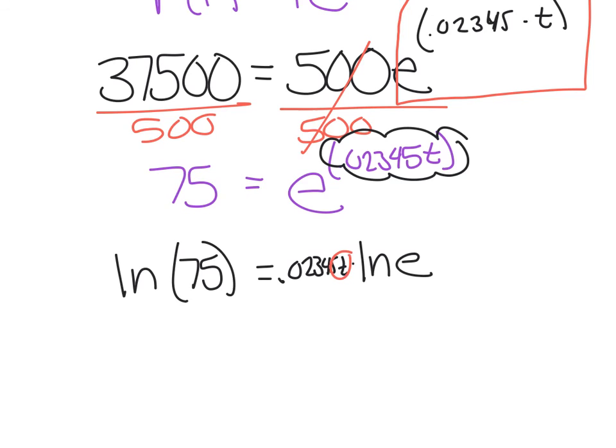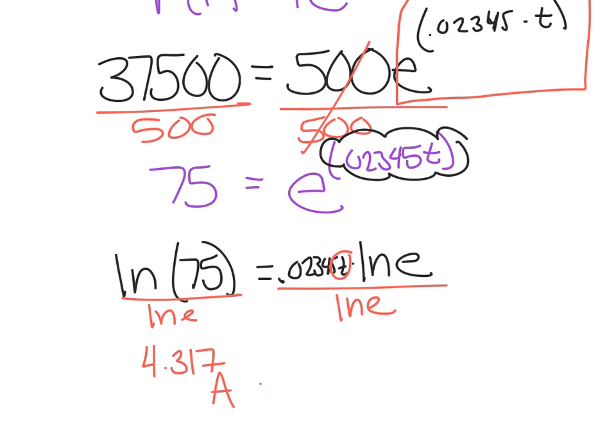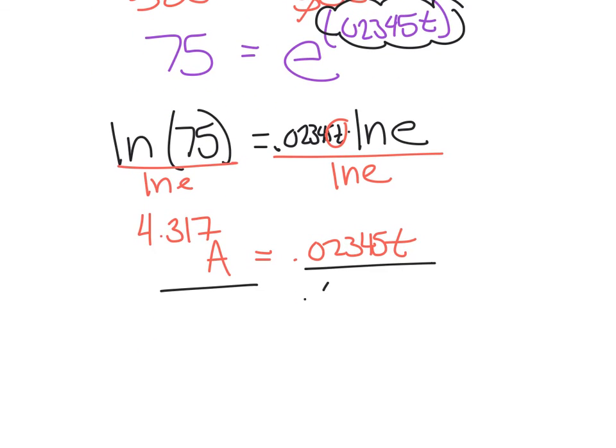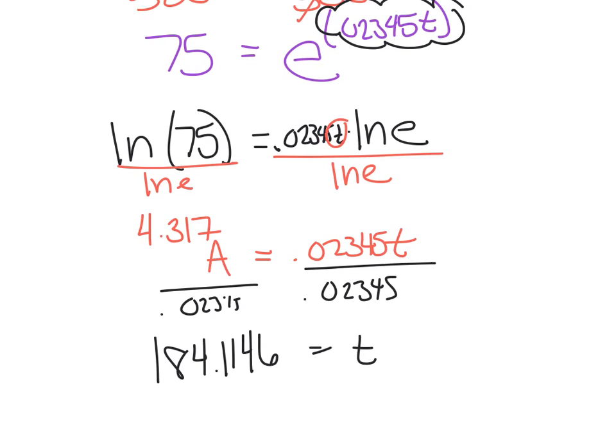Next step, I'm going to get this t by itself, so I'm going to divide both sides by the ln of e. So I'm going to do that ln of 75 divided by the ln of e. Now I get a nice hideous number, 4.317, blah, blah, blah. I'm going to store that into alpha A. Equals 0.02345t. And then to get that t by itself, again, we'll divide by 0.02345. And I get t equals 184.1146.